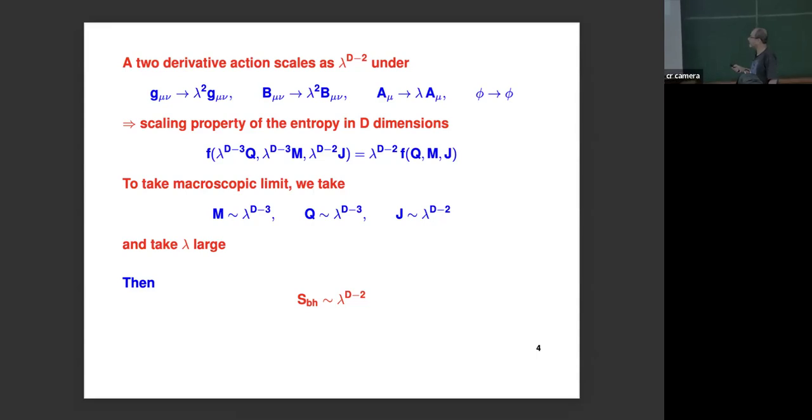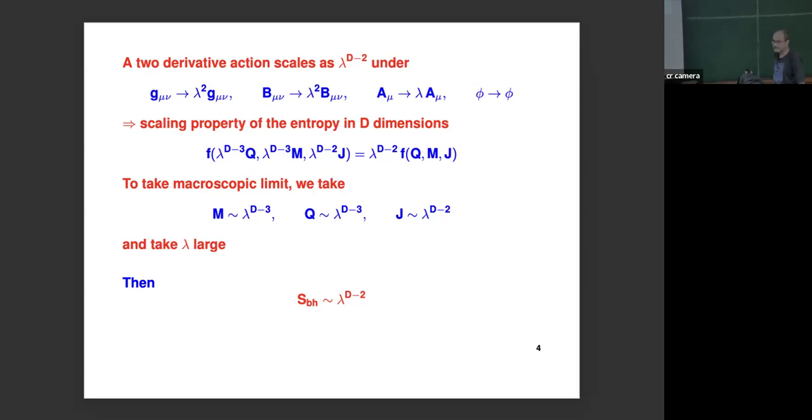And that scaling property takes the form that if you scale q by lambda to the d minus 3, m by lambda to the d minus 3, and j by lambda to the d minus 2, the entropy scales by lambda to the d minus 2. So in 4 dimensions, this corresponds to scaling q and m by lambda and the angular momentum by lambda square. Yes, d is the space-time dimension.